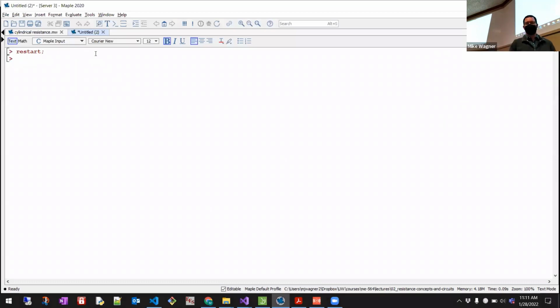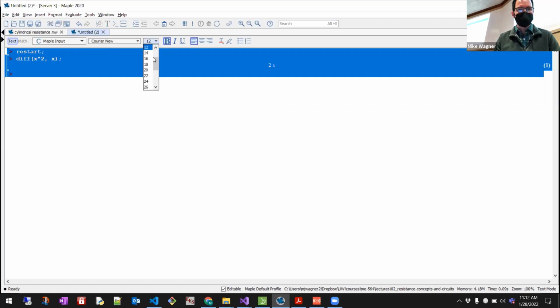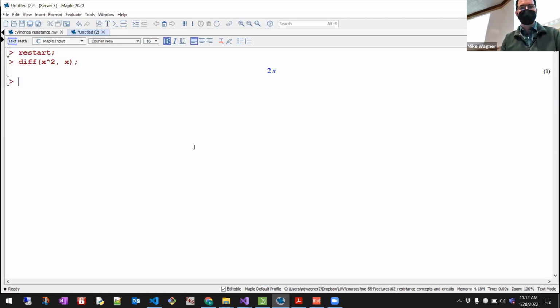The first thing you want to do is use what's called the diff command. Diff takes the differential of any function that you have. So let's say I wanted to take the differential of x squared. I'd enter in that expression, comma, and then the variable that I'm taking the differential with respect to. Then if you hit enter, there's our derivative. Sorry, it's small. Actually, I don't know if I can make this a little bigger. Let's try this. Right, so 2x is the derivative of x squared.